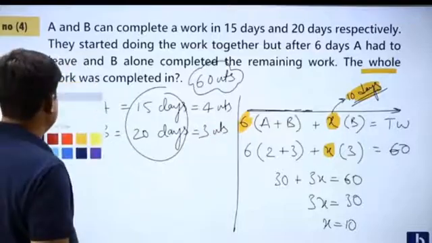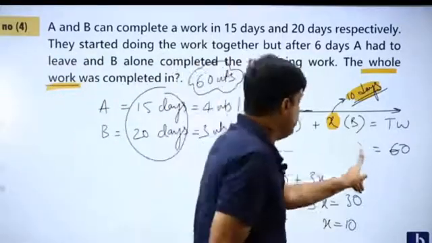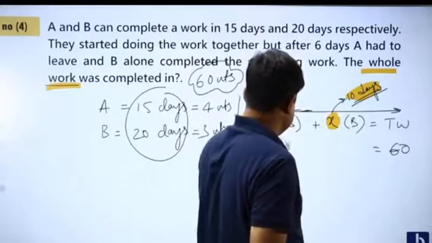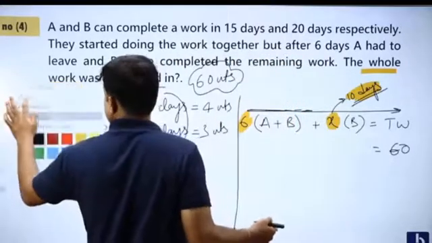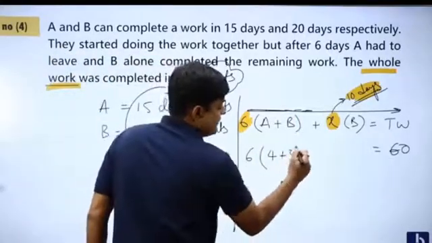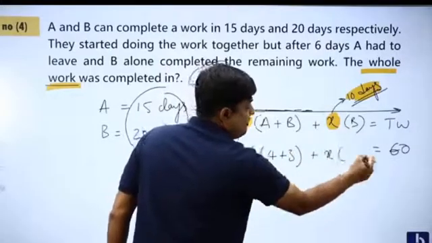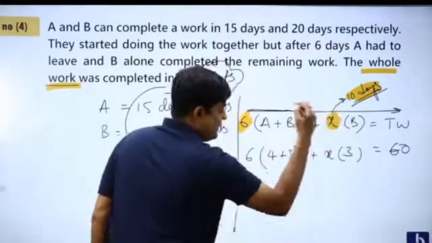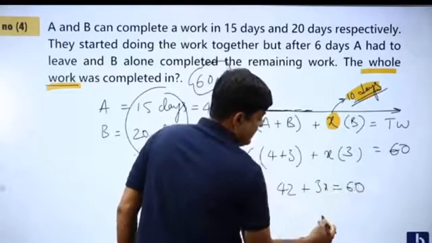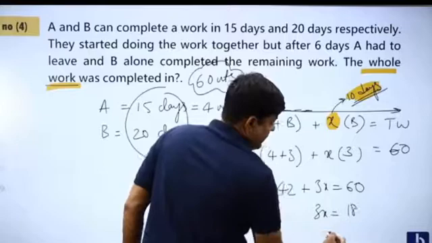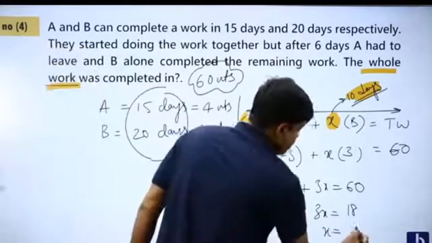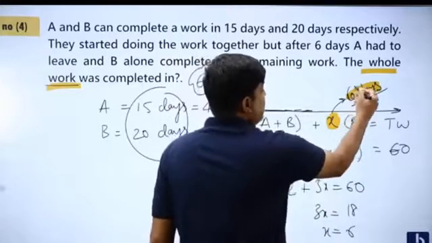So let's move forward, everybody. A and B's per day work. Watch out, everybody here. 6 days of A and B, that is 4 plus 3, plus X into B. B's 1 day work is 3. So we all know that 7 times 6 is 42. 42 plus 3x is equal to 60. 3x is equal to what? 18. X is equal to what? Is it true, everybody? Yes. X is equal to 6. Means B did not work for 10 days, B worked for 6 days.